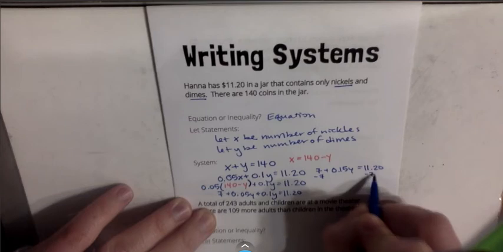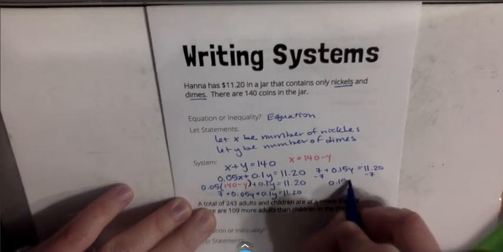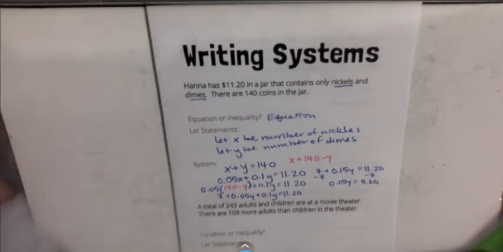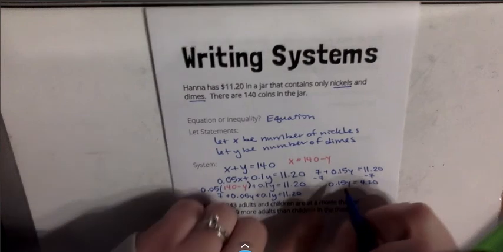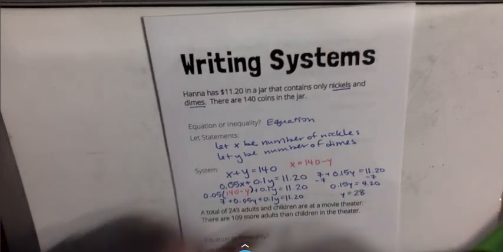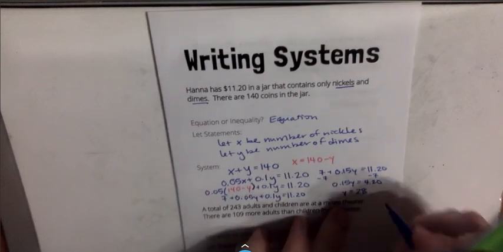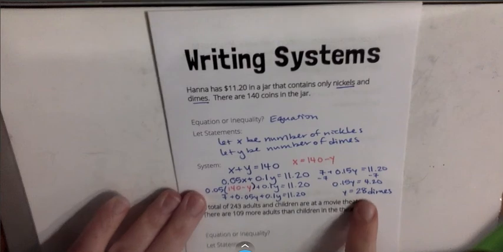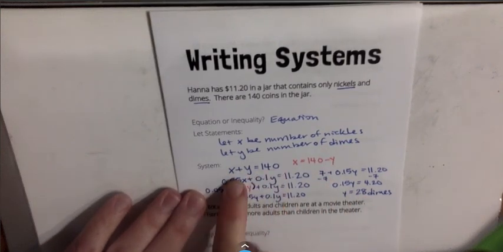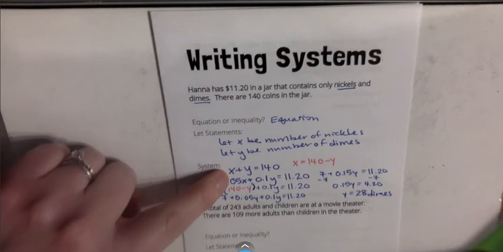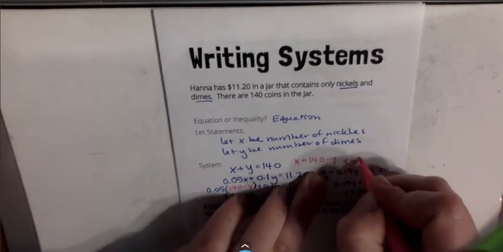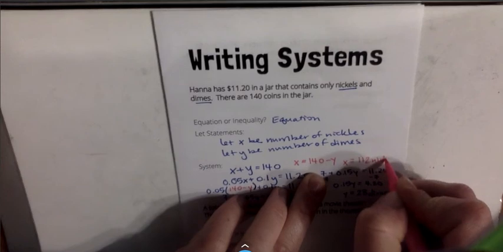Subtract 7 from both sides. I get 0.15y is equal to $4.20. And so I get y is equal to 28. So the number of dimes I have is 28. Now I'm going to put this same information into my original equation. I get x plus 28 equals 140. That means 140 minus 28 gets me x is equal to 112 nickels.